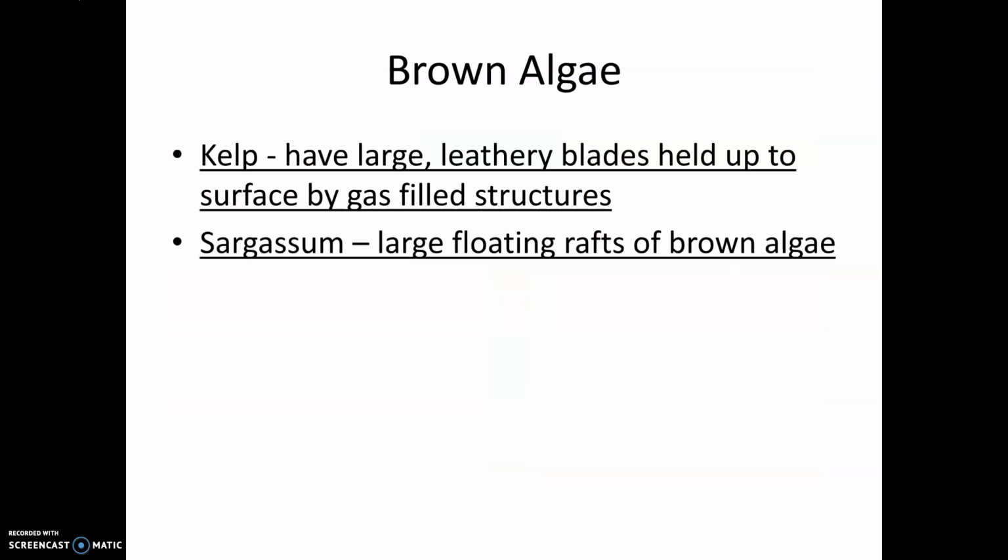And then the last one we're going to talk about is brown algae. So brown algae, more commonly known as kelp, have these really large leathery blades that are going to be held up and float in the water due to some gas structures that are within those. So we're going to see these really large rafts in a second, and those are called sargassum.